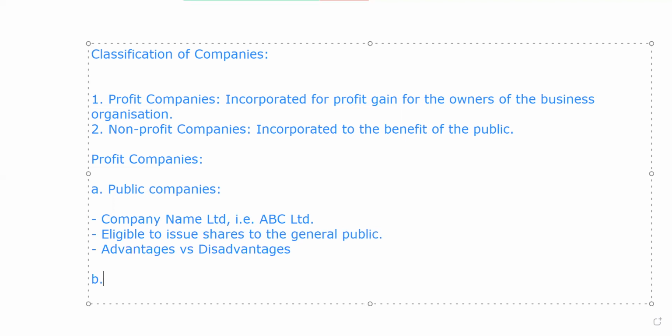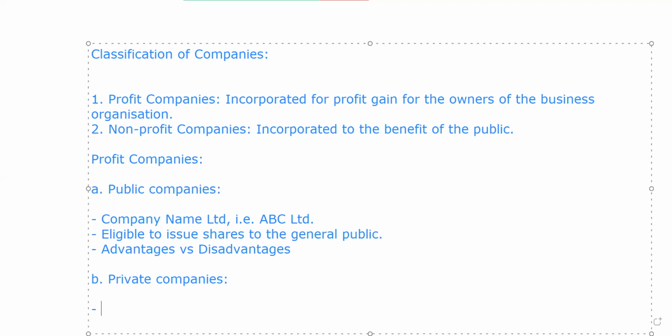Then of course, another group of profit companies besides public companies is what we call private companies. Here's how it works. The company name ends with PTY Limited. So you could have something like ABC PTY LTD. The moment you see a company name with a suffix that ends like that, with ABC as the name and PTY Limited as the ending, it means you're dealing with a private company. Are we together? Yes.